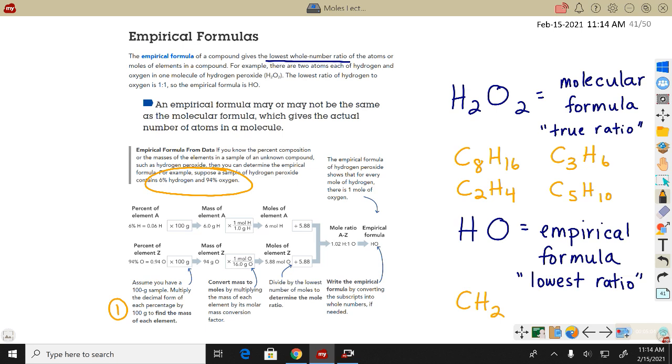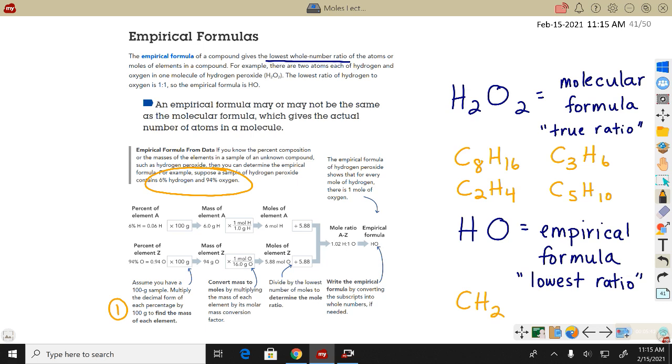Because if I had 100 grams and 6% of it was hydrogen, then that's like saying 6 grams of hydrogen. I can take that percentage as a decimal. So 6%, flip your decimal spot 2 places to the left. That's 0.06. Multiply that by your 100-gram sample. That should give me 6 grams of hydrogen. Do the same with your oxygen. 94% oxygen by mass. Assuming I had a 100-gram sample, that would be 94 grams of oxygen.